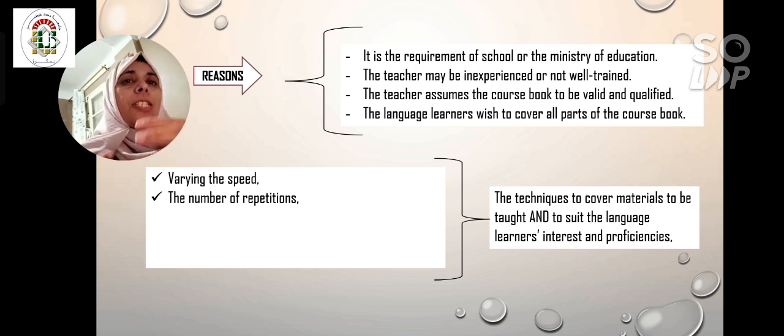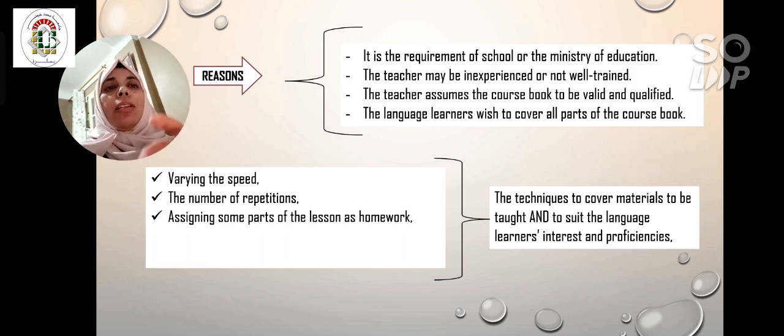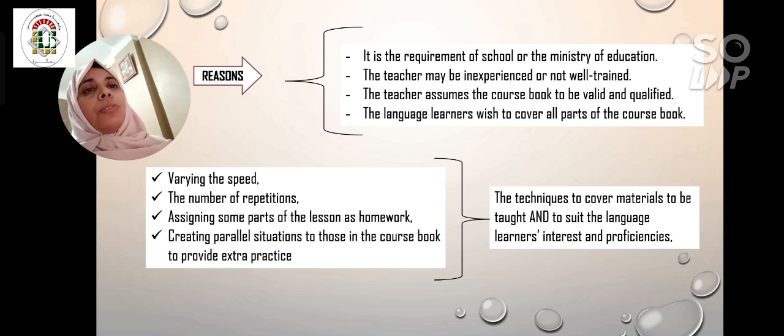Also, the number of repetitions. So I repeat practices, for example, writing a paragraph. I repeat this task or this activity just to develop certain things. So here I am obliged to use this technique of repetition. Also, assigning some parts of the lesson as homework. So in order to cover all the course book, I'm going to give them some sections from the lessons in the form of homework. Also, creating parallel situations to those in the course book to provide extra practice. I can do different activities at the same time to cover that area.